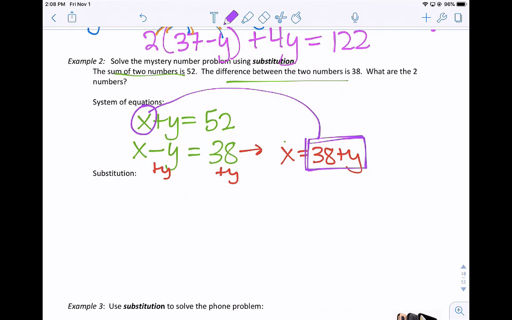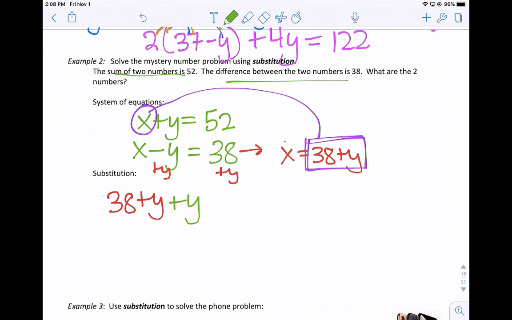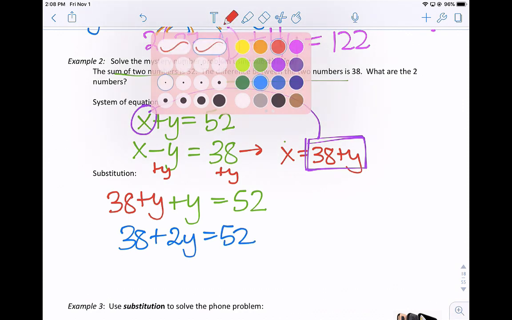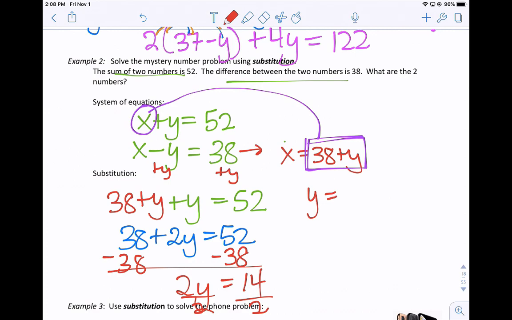Okay, so when you do that, here's what it looks like. We have 38 plus y plus another y equals 52. Okay, now we solve. So we have 38 plus 2y equals 52. We'll subtract 38 from each side. We'll get 2y equals, we have 52 minus 38, 14. Divide each side by 2. So we have y equals 7.